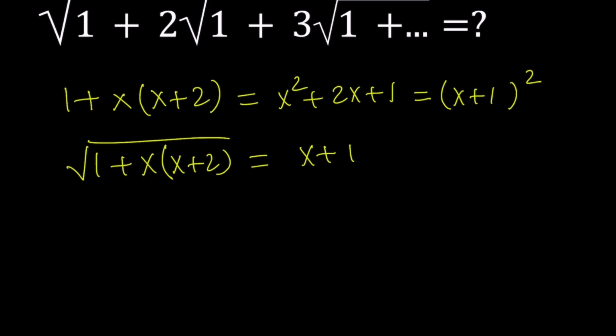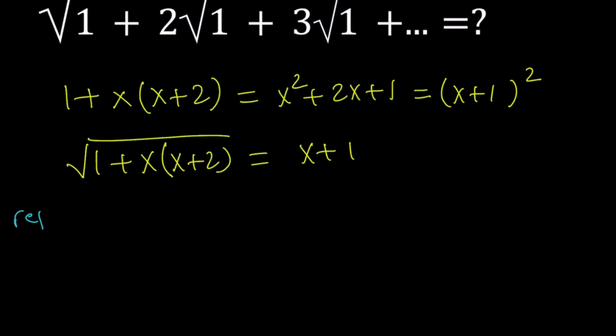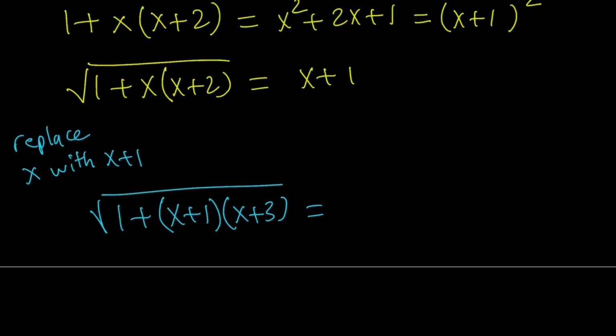Now, of course, this is true. We checked it, right? But what happens if I replace x with, again, substitution? Well, substitution is awesome. That's why we're going to use it. So let's replace, I'm going to write it down here, x with x plus 1. Why? Because we can. So when I do, I get 1 plus, inside the radical, x plus 1, multiplied by x plus 3, and that should equal, on the right-hand side, x plus 2.